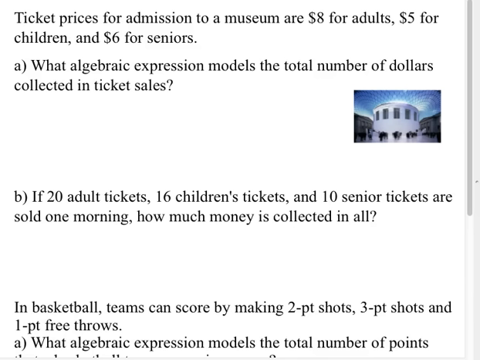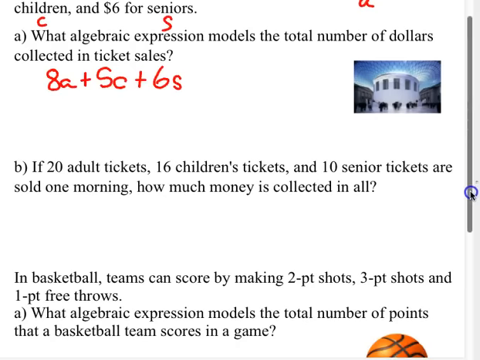So I'm going to let A be the number of adults, C be the number of children, and S be the number of seniors, okay? So how much are these people spending? Well, they're spending $8 for every adult, $5 for each child, $6 for each senior, okay? But again, it's important that you label what they mean because otherwise those letters don't mean anything unless you label them for me. So that's going to be the total number of dollars spent, okay?